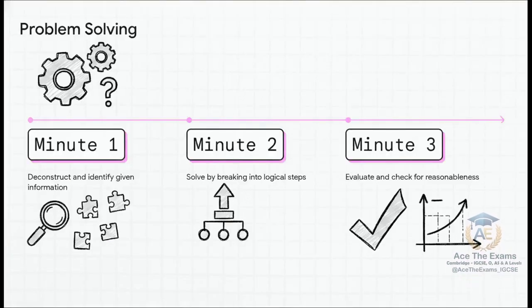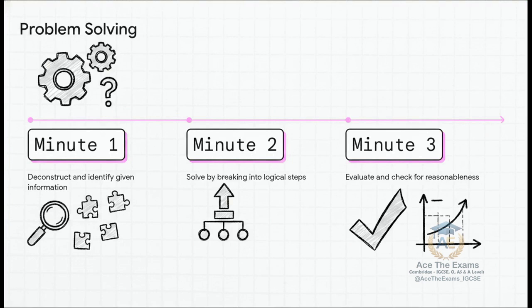The secret to totally nailing that kind of challenge is using the deconstruct, solve, evaluate method. This sequence guarantees a systematic approach when you face an unfamiliar question. First, deconstruct. Identify that you need the first derivative to find the stationary point, so dy by dx equals 1 over x minus 1. Second, solve. Break it down into logical steps. Set 1 over x minus 1 to 0, which means 1 over x equals 1, so x equals 1.